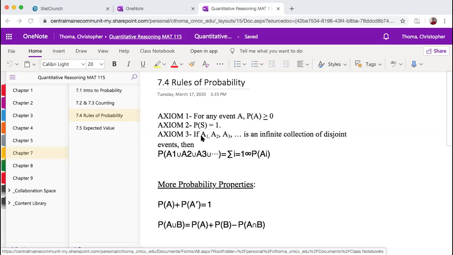Axiom 3 kind of goes into a Venn diagram. It says, if I take an event and I break it into smaller pieces, if I put them all back together, I should get back to where I started. It's kind of like a puzzle, right? And that allows us to do the given in what we call Bayes' theorem later on, is it allows us to break things apart and bring it all back together.